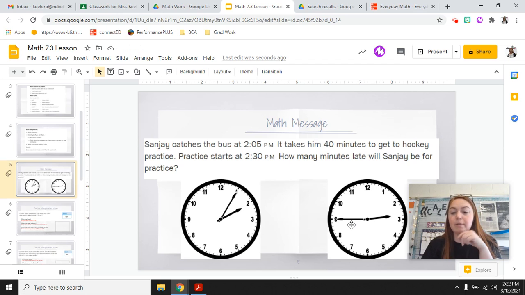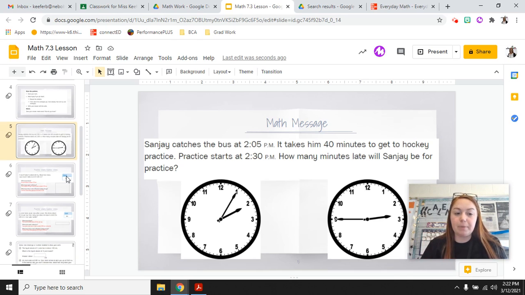But that's step one of the problem. We're trying to figure out how many minutes late Sanjay is, not what time he gets there. So if he's supposed to be there at 2:30, but he doesn't get there till 2:45, what is the difference between 2:30 and 2:45? Well, let's see. 5, 10, 15. So we would say that Sanjay would be 15 minutes late for practice. Minutes would be our unit. Check your work and see if you got a similar answer.